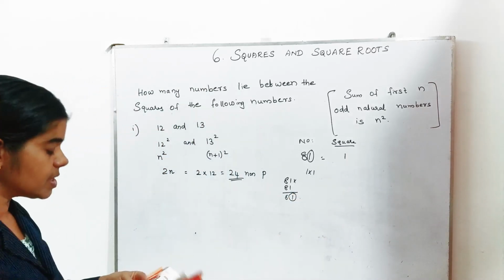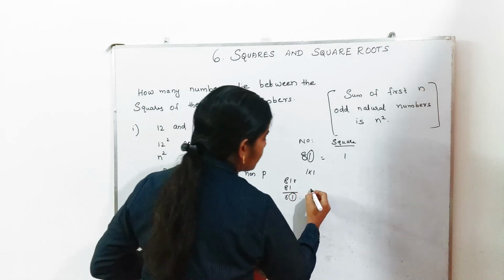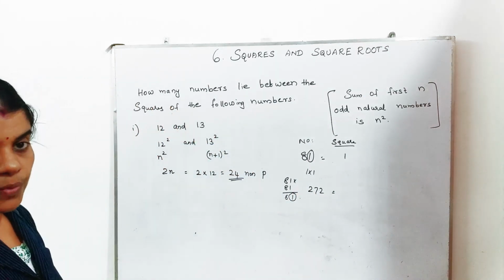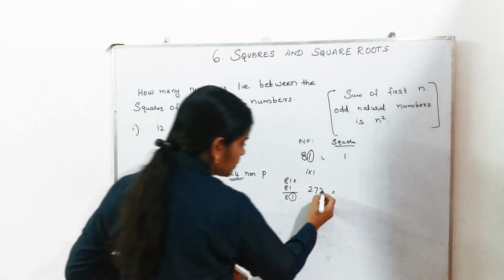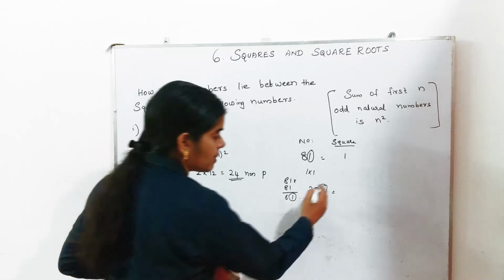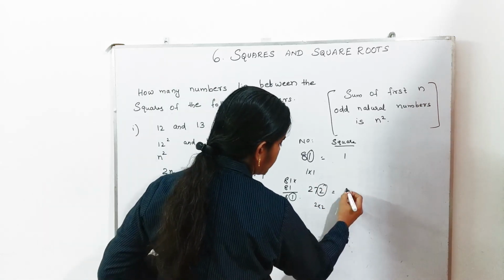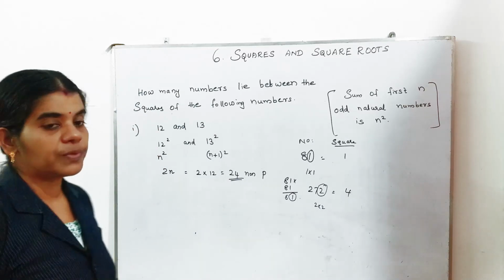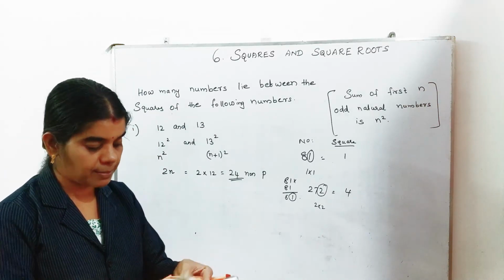Then the second number is 272. What will be the unit digit of the square of 272? Then you want to look at the unit place of the number, then multiply it 2 times. 2 into 2, that 4 will be the unit place of the square of 272. Like that you want to calculate.